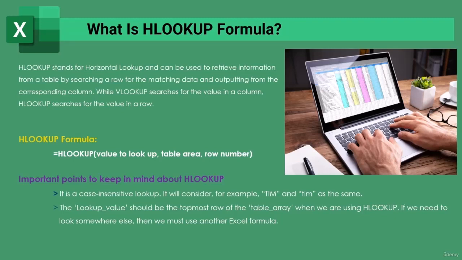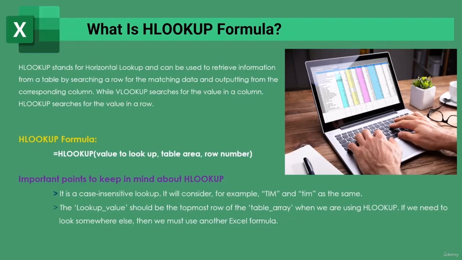We have the HLOOKUP formula over here, which takes the value to look up, the table array, and the row number. In VLOOKUP, we looked for a column index number; now we are looking for row numbers. An important point to keep in mind about HLOOKUP is that it is a case sensitive lookup. For example, if it's written in uppercase and we have the same text in lowercase, we cannot use it, right? So it is case sensitive.